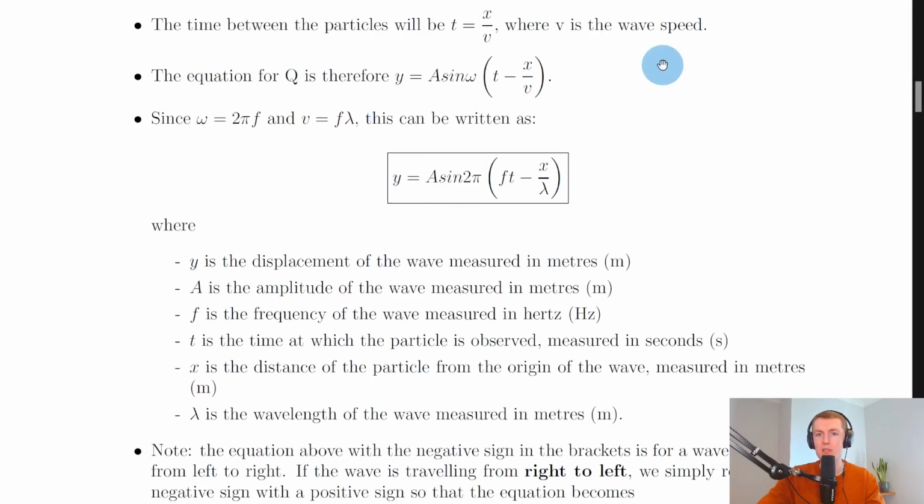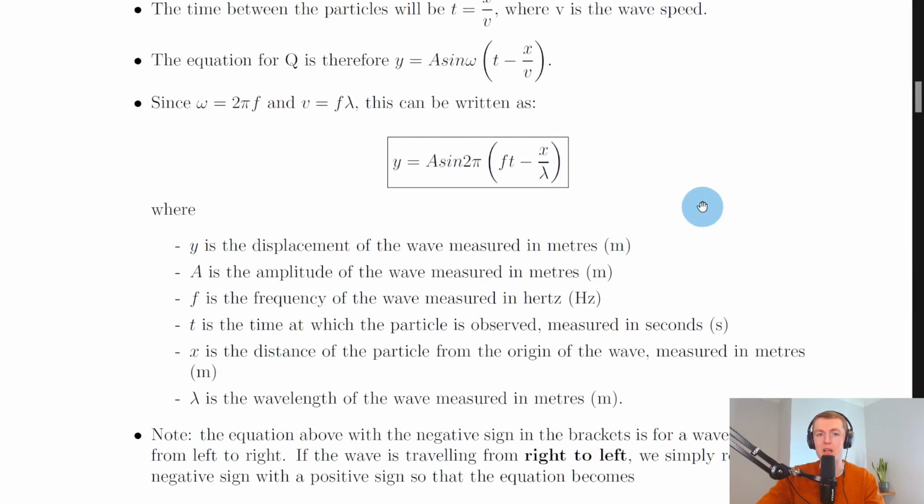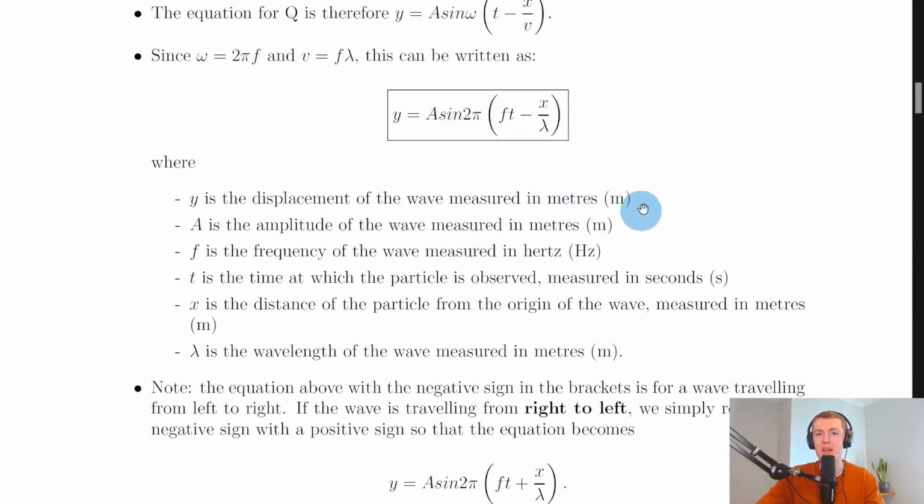So remember, you don't need to be able to explain the steps that we've just done to derive this, but it helps to understand it. So we've got y equals A sine 2 pi times (ft minus x over lambda), where y is the displacement of the wave measured in meters, A is the amplitude of the wave measured in meters, f is the frequency of the wave measured in hertz, t is the time at which the particle is observed, measured in seconds, x is the distance of the particle from the origin of the wave measured in meters, and lambda is the wavelength of the wave measured in meters as well.